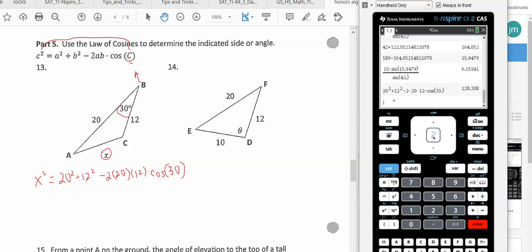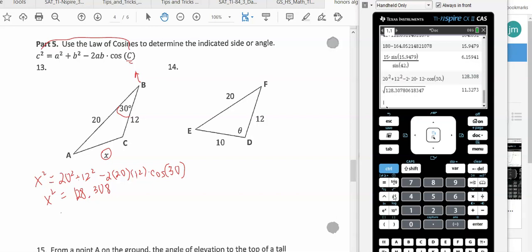That's because x squared is equal to 128.308-ish. Not going to get the decimal because I'm about to square root that number. So we have to square root that to get the answer. So I'm just going to grab that. So we get x equals 11.3273. In this case, we only really have to find the missing side or angle, so we're kind of done.